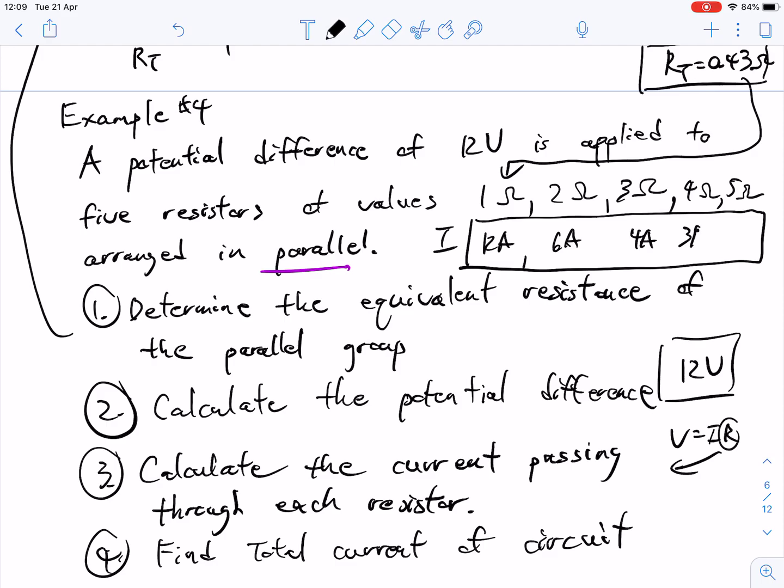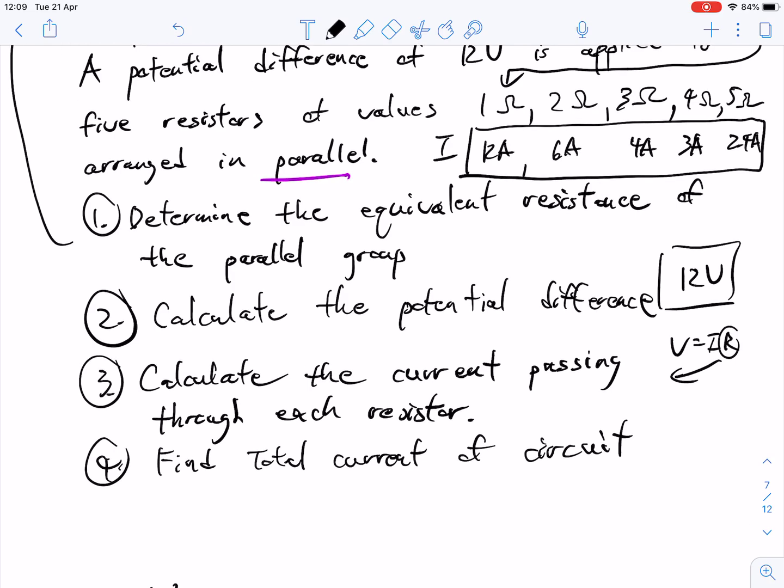Then 3 amps. And is that 2.4? 12 over 5, 2.4 amps. Okay, and then if we were to ask to find the total, we just have to add all that. So 12 plus 6 plus 4 plus 3 plus 2.4 is, that's 10, 22, 25, 27.4 amps is the total.